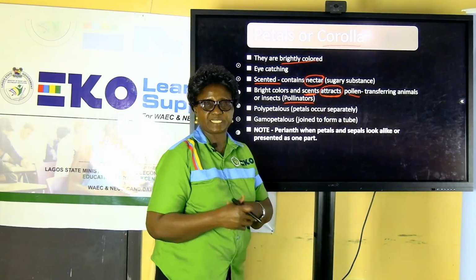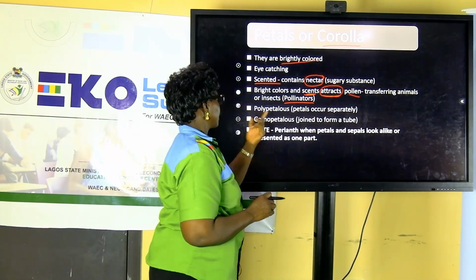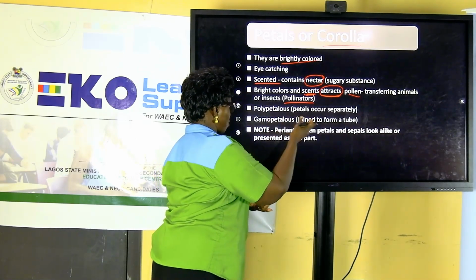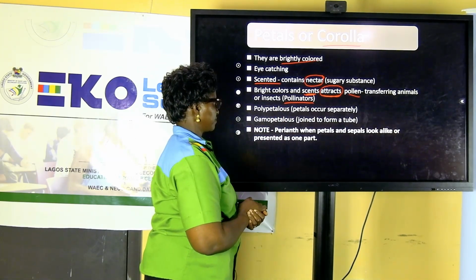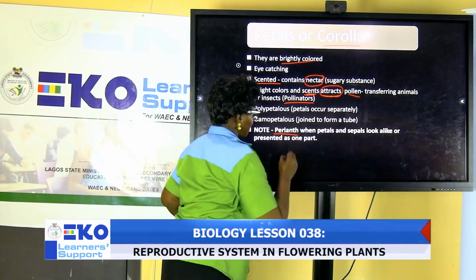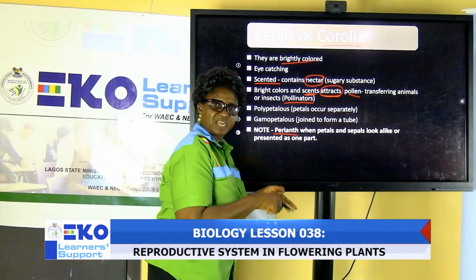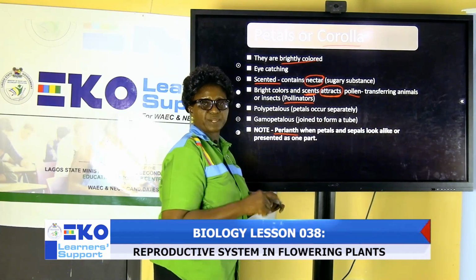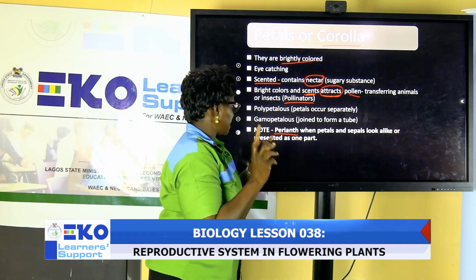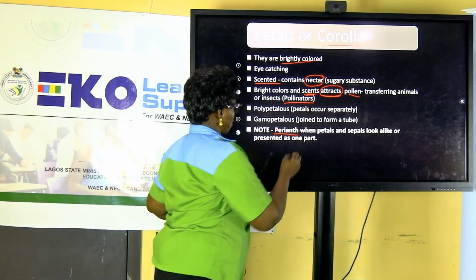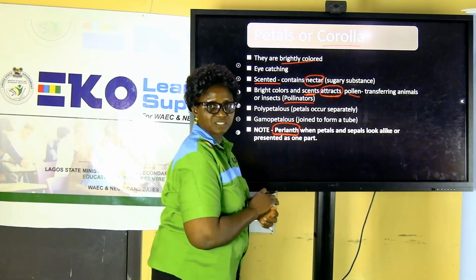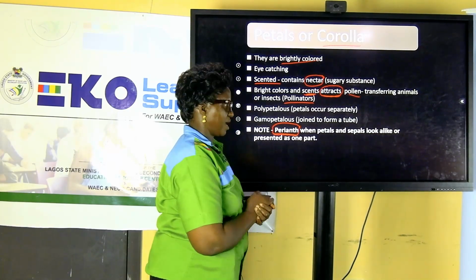Like we mentioned concerning the calyx, corollas can be polypetalous or gamopetalous. In some instances, we have both the calyx, that is the sepal, and the corolla petals appearing as one. They look so much alike. At that point in time, we call that part of the flower a perianth flower.